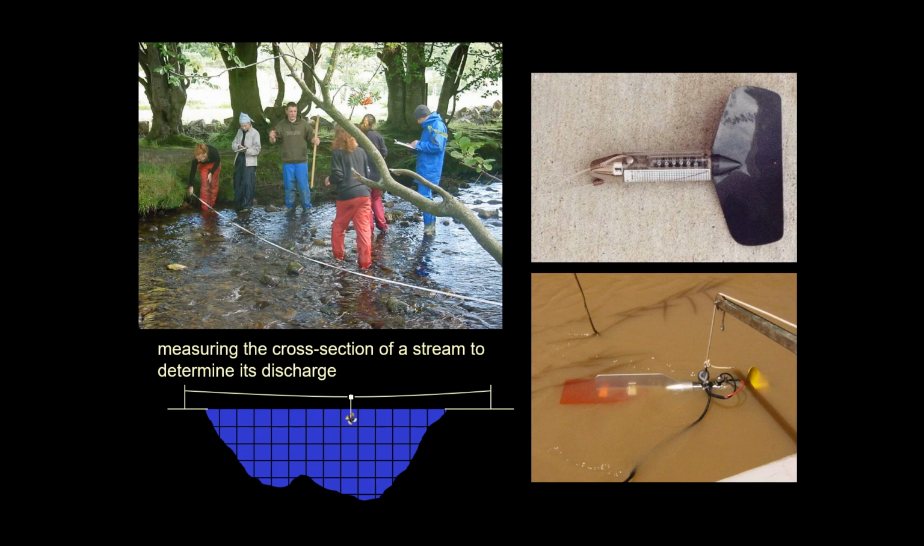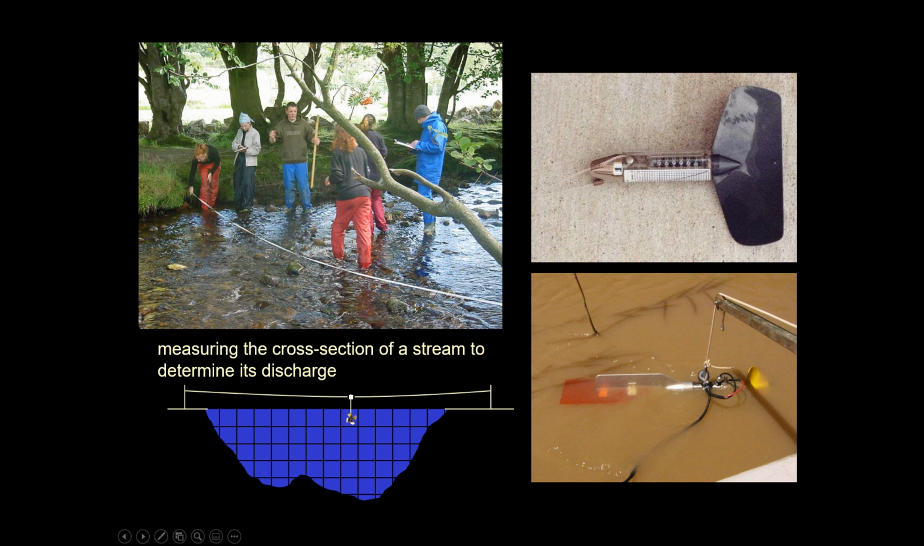To show you how we can measure the speed of water moving in a stream, we do so using a cross-section of the stream, and we can measure what the speed is and average those speeds for different places within the stream channel. So here in this photo, there's some students who are doing this.